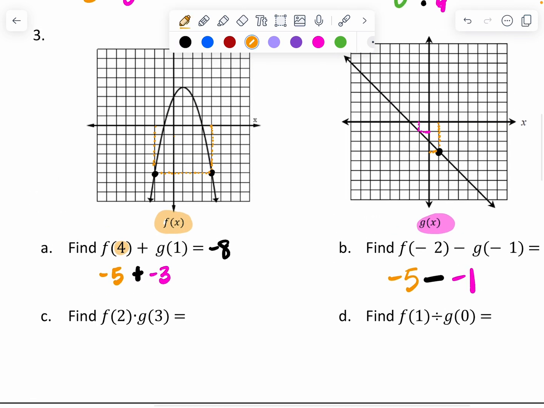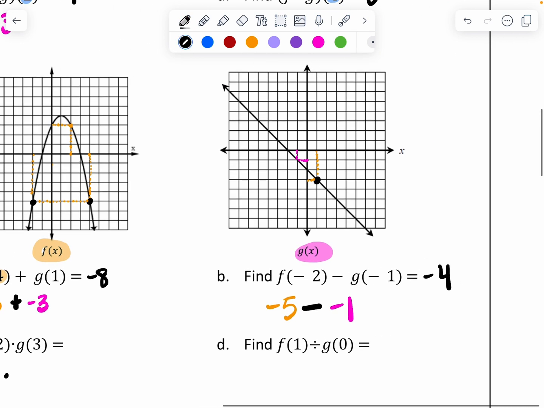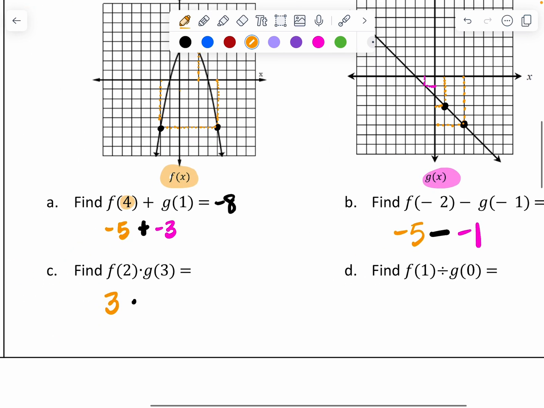F of 2, that would be here, and the y value would be 3. G of 3 would be here, which is a y value of 1, 2, 3, 4, 5, negative 5. Multiply those and you get negative 15.